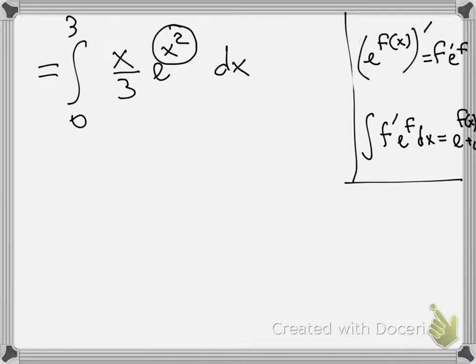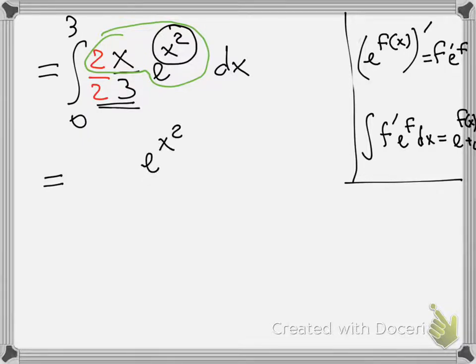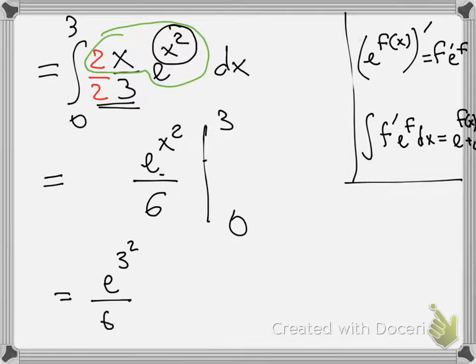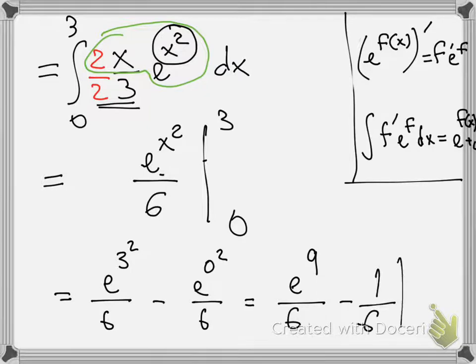So what's the derivative of f? That would be 2x. But here I have x over 3, so I'm going to multiply here by 2 over 2. So now the integral of e to the x squared times 2x will be e to the x squared, so that will be equal to e to the x squared, but then you have this 2 times 3, so that's over 6, with x between 0 and 3. You replace x by 3, so e to the 3 squared over 6 minus e to the 0 squared over 6. So that's e to the 9 over 6 minus e to the 0, 0 squared is 0, e to the 0 is 1, so minus 1 over 6. So that would be the answer.